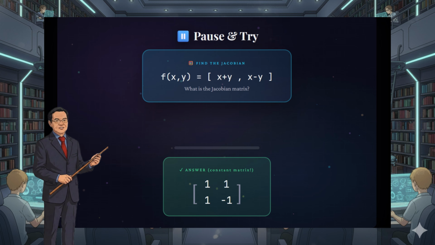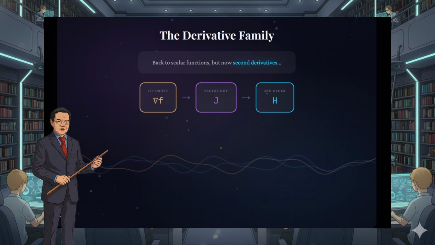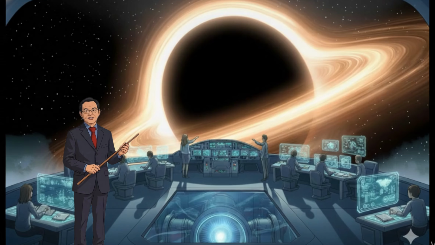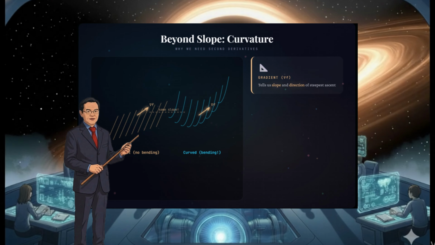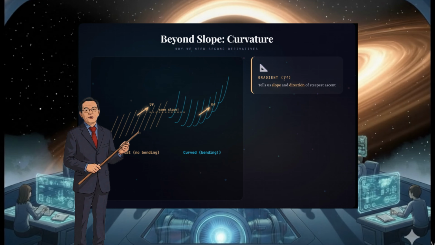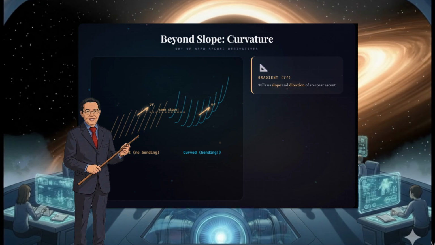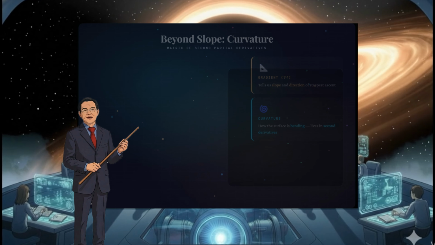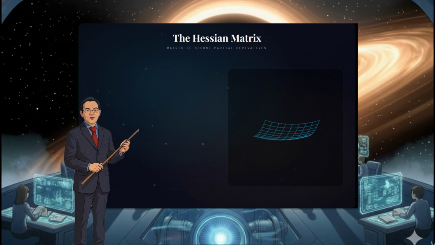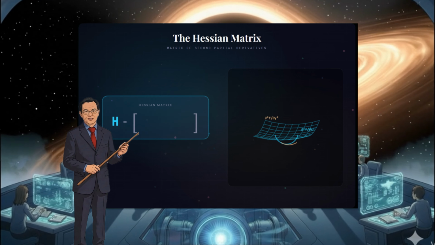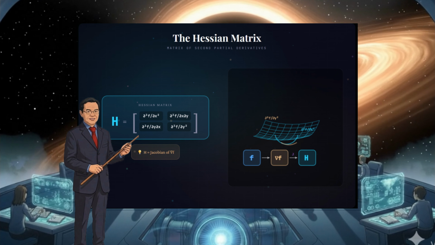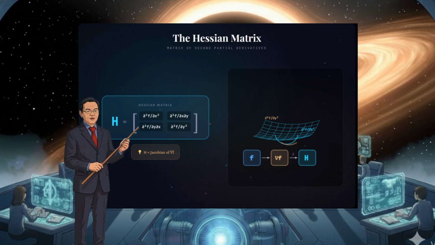Next, back to scalar functions. But now we go to second derivatives, the Hessian. Gradient tells us slope and direction, but slope alone doesn't tell you how the surface is bending. That bending, curvature, lives in second derivatives. The Hessian is the matrix of second partial derivatives. On screen, you'll see its layout. A helpful fact, the Hessian is the Jacobian of the gradient.